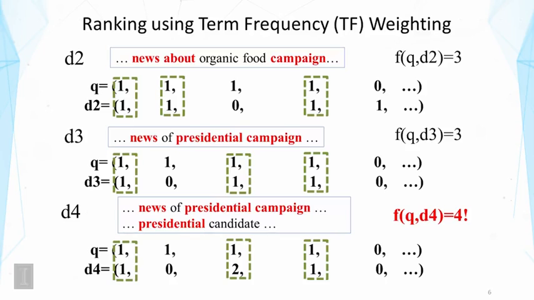It's 4 now. So this means by using term frequency, we can now rank D4 above D2 and D3 as we hope to. So this solved the problem with D4. But we can also see that D2 and D3 are still treated in the same way. They still have identical scores. So it did not fix the problem here.